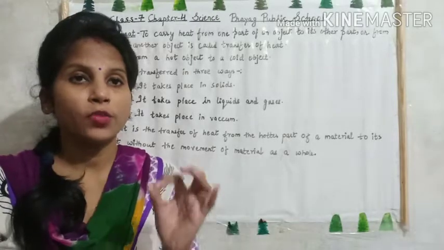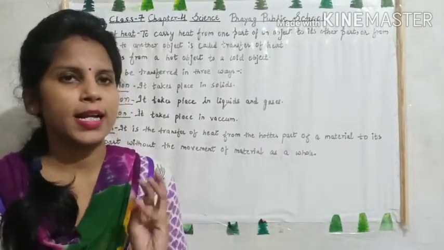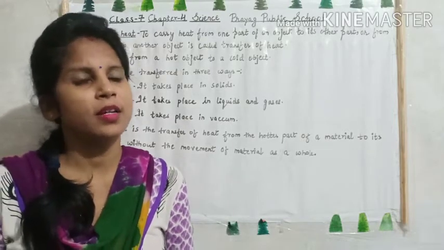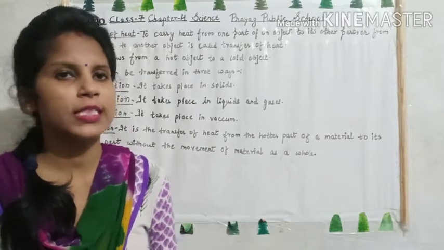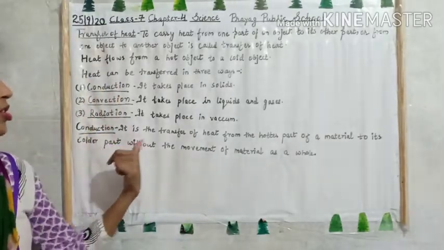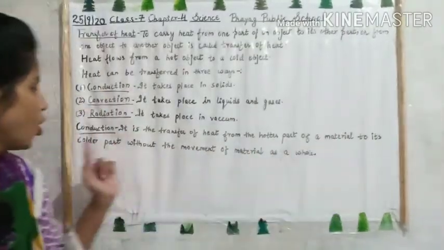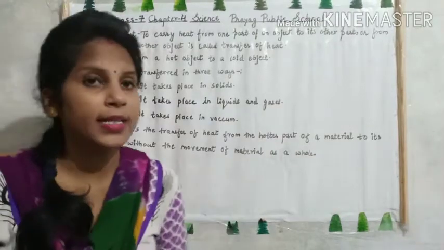So there are three ways by which heat can be transferred. First one is conduction, second one is convection, and third one is radiation. So let's study about the conduction in detail. Conduction is the transfer of heat from the hotter part of a material to its colder part without the movement of material as a whole.